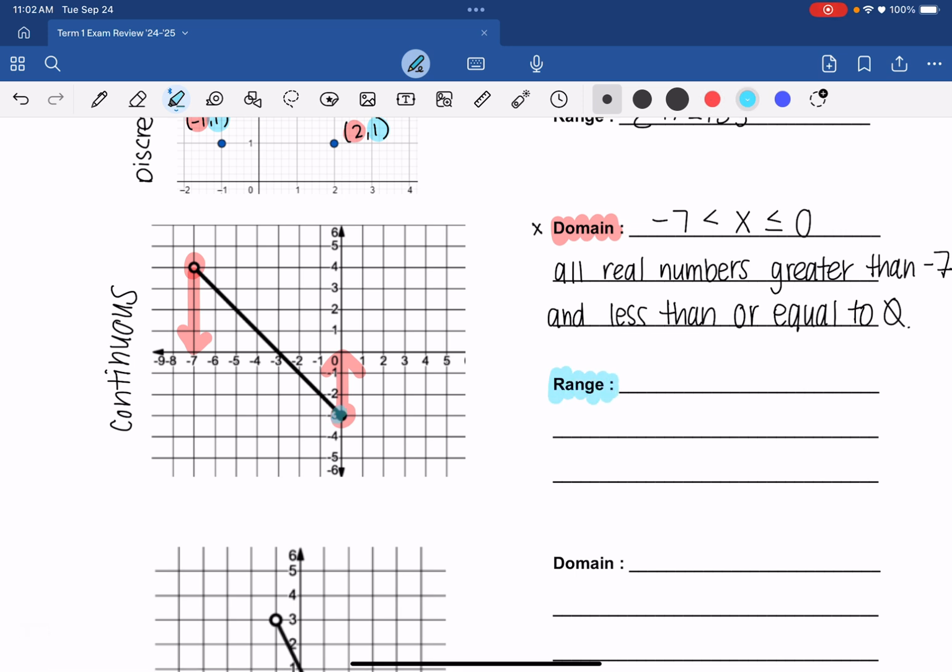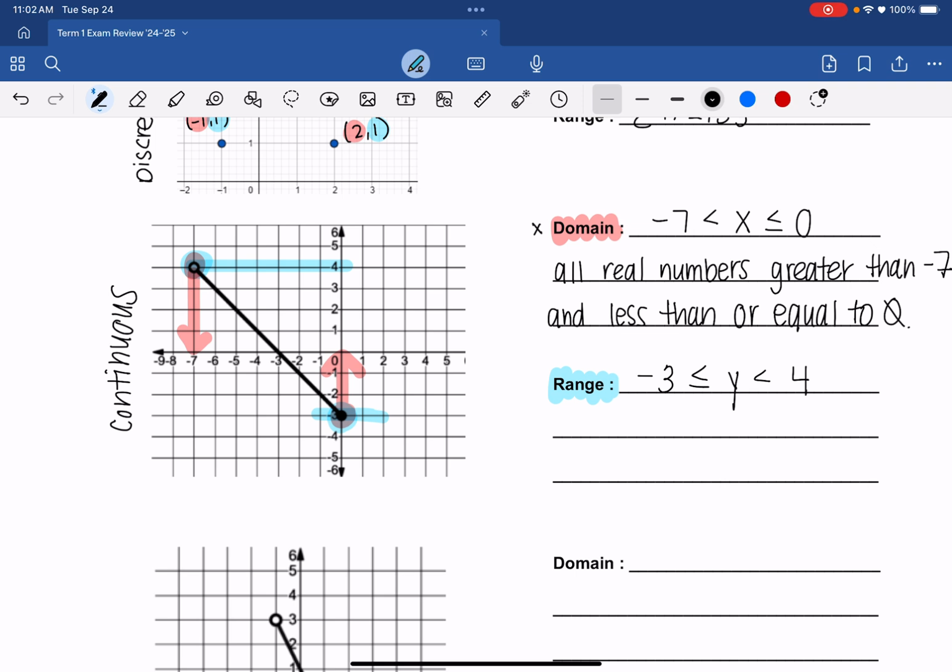So I go to the bottom point and see where it's even to on the y-axis. In this case, it starts at -3. Inequalities face the same way. And then the top point is even to 4. Because the -3 is the closed endpoint, the -3 inequality will get the equal to sign.